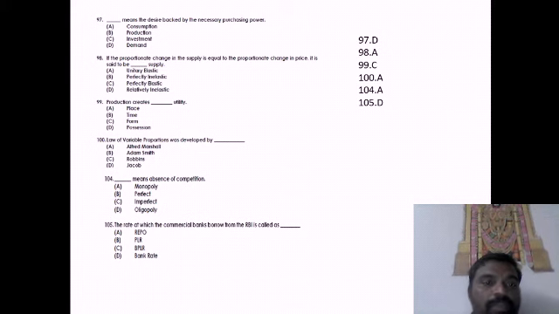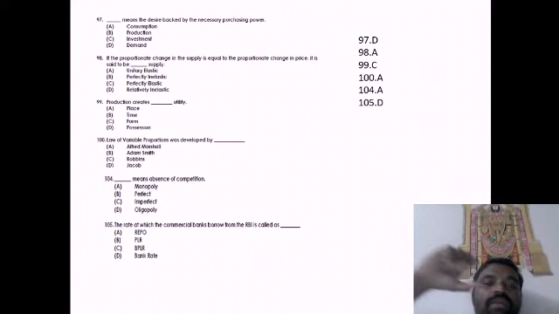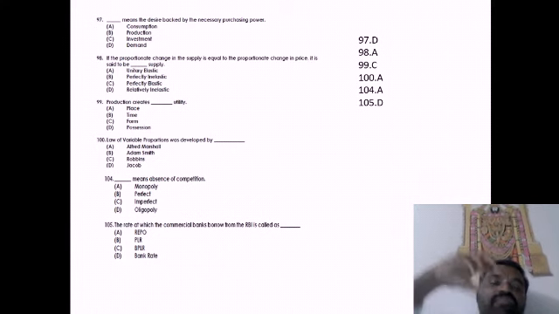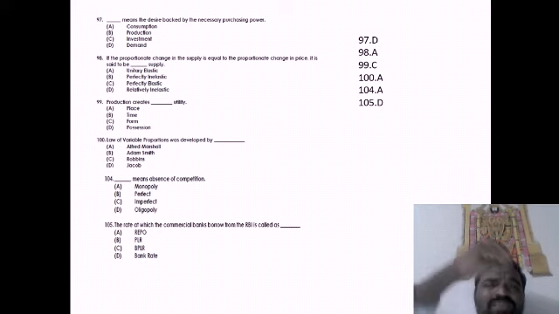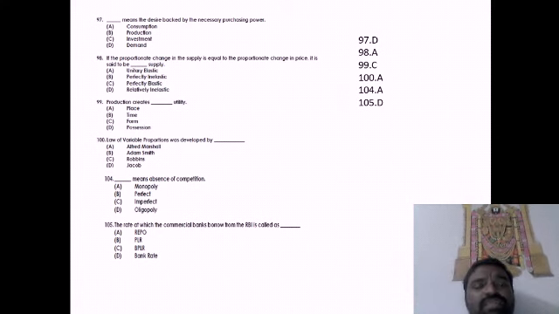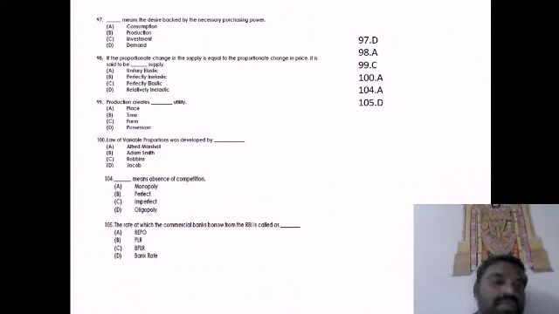If the proportionate change in the supply is equal to the proportionate change in the price, it is said to be unitary supply. When the percentage change in the supply is equal to the percentage change in the price, or the percentage change in the demand is equal to the percentage change in the price, these are all called unitary elasticity. Here it is unitary elasticity of supply, there it is unitary elasticity of demand.